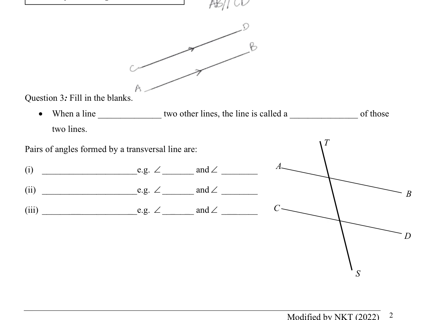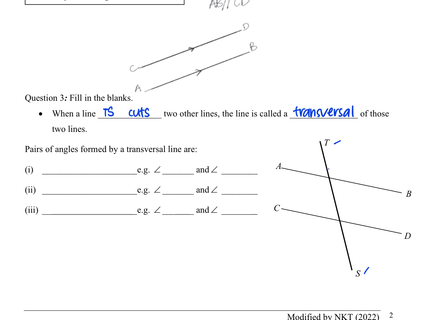Now that we already know what parallel lines are, let's find out what a transversal is. A transversal is a line that cuts two other lines. For example, in the diagram over here, we have the line ST, or TS, which cuts two other lines, AB and CD. This line is called a transversal. And what are some of the angles that are formed? A pair of angles is formed by a transversal line.